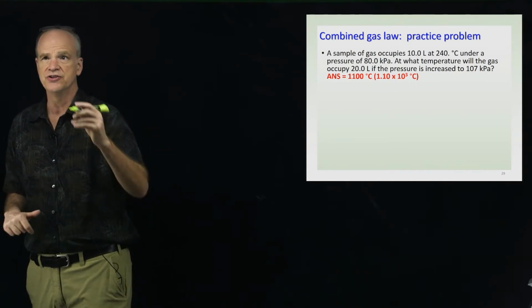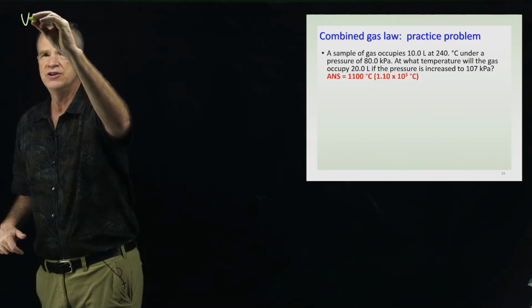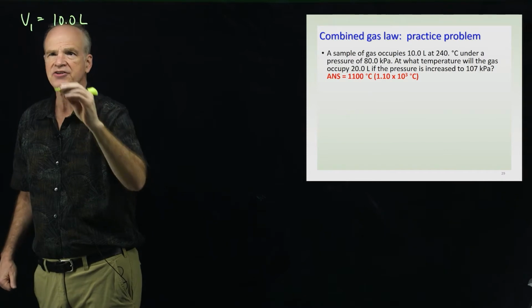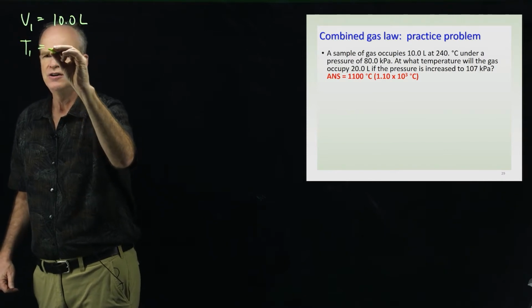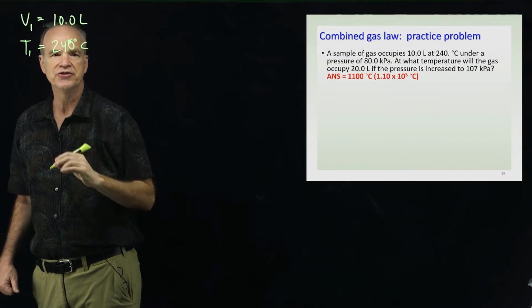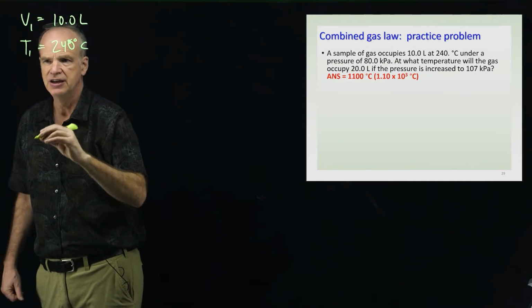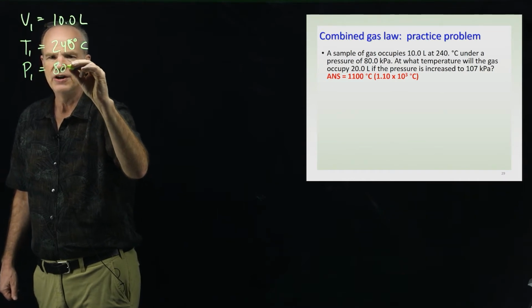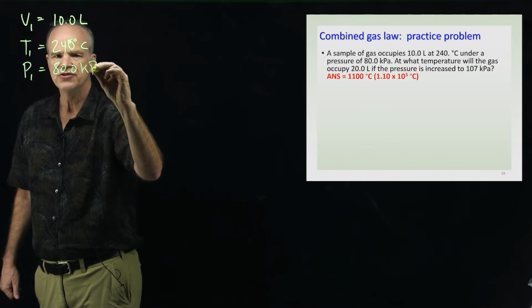So the volume initially is 10.0 liters for this gas. The temperature is 240 degrees Celsius, and I'll have to convert that to Kelvin in just a second. The pressure is 80.0 kilopascals.